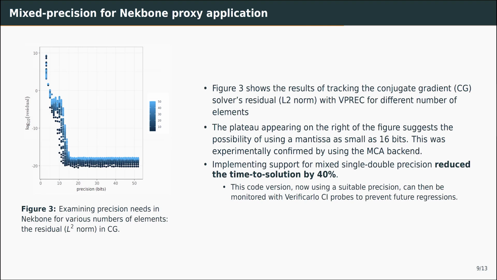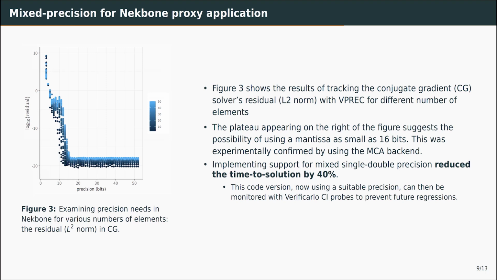And what you can see is that you have a plateau that keeps going for quite some time before things start breaking down around, let's say, 16 or 17 bits, which is actually good news because single precision uses a 24-bit mantissa. So that means that we should be able to use some mixed precision there. This is also a claim that was experimentally confirmed by using the MCA backend. And after implementing this, we decreased the time to solution by 40%.